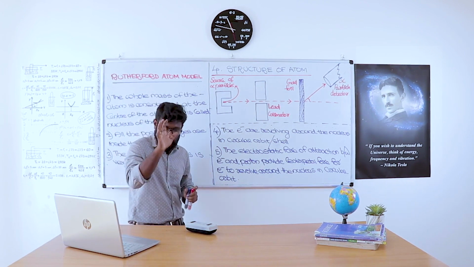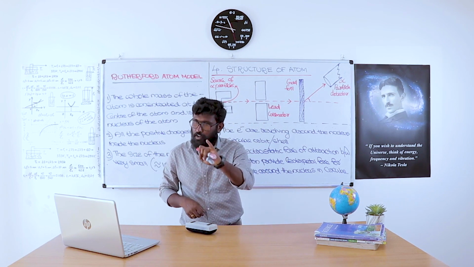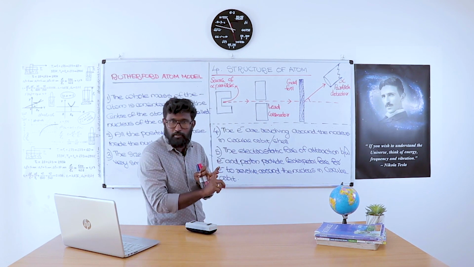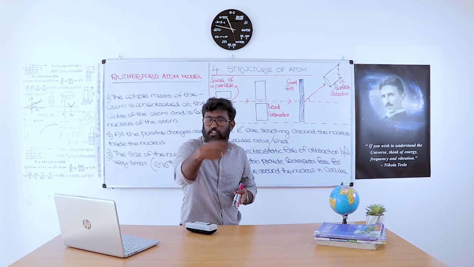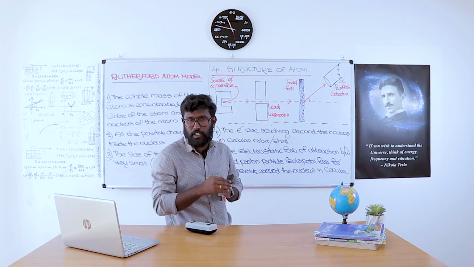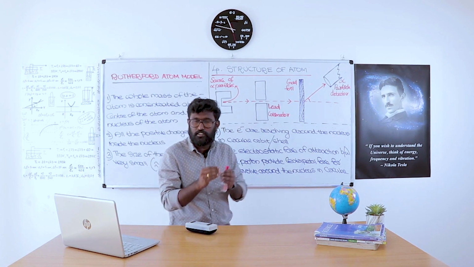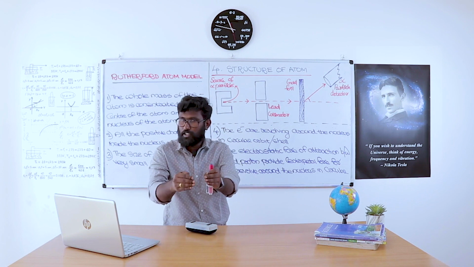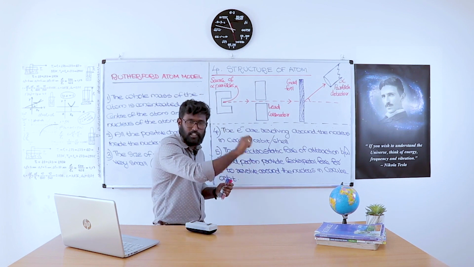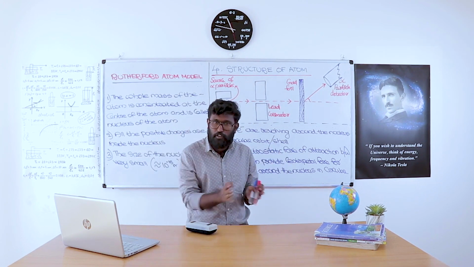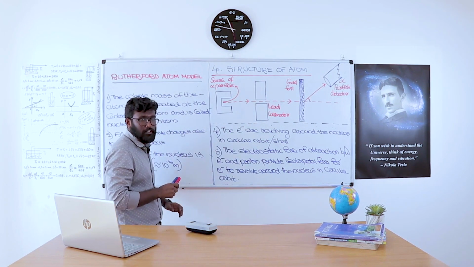What are the points? The first point is that the whole mass of the atom is concentrated at the center of the atom and is called the nucleus of the atom. Second point is that all the positive charges are inside the nucleus. Third point is that the size of the nucleus is of the order of 10 raised to minus 15 meter, that is very small. Fourth point is that the electrons are revolving around the nucleus in the circular orbit. And the fifth point is that the electrostatic force of attraction between electron and proton provides necessary centripetal force for the electron to revolve around the nucleus in circular orbit. These are the 5 points regarding Rutherford atom model.